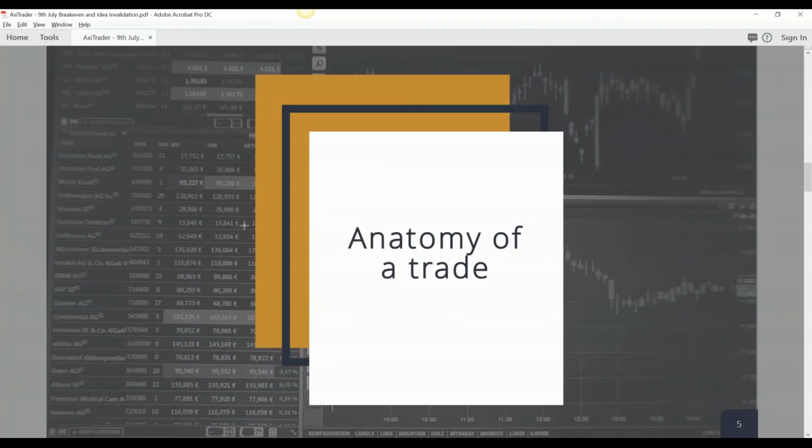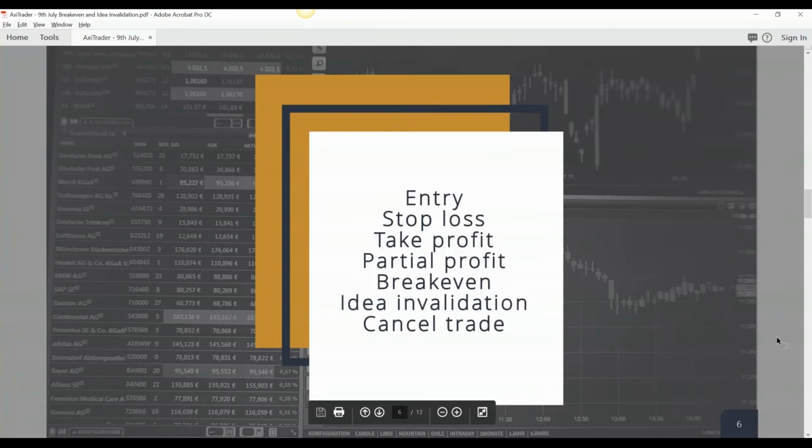The first thing we want to talk about is the anatomy of a trade. So the anatomy of a trade, what does it include? Well, it includes this: the entry, stop loss, take profit, partial profit, break even, idea invalidation, and the canceling of a trade. Now, most people will be saying, hey, I thought it's just the entry, stop loss, and take profit. What's all this extra stuff on, partial profit, break even, and what the heck is idea invalidation?